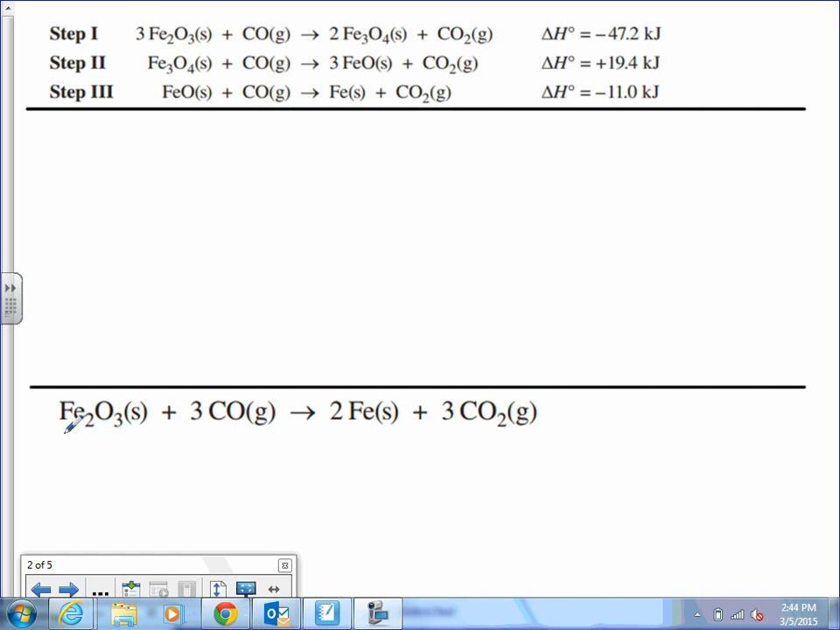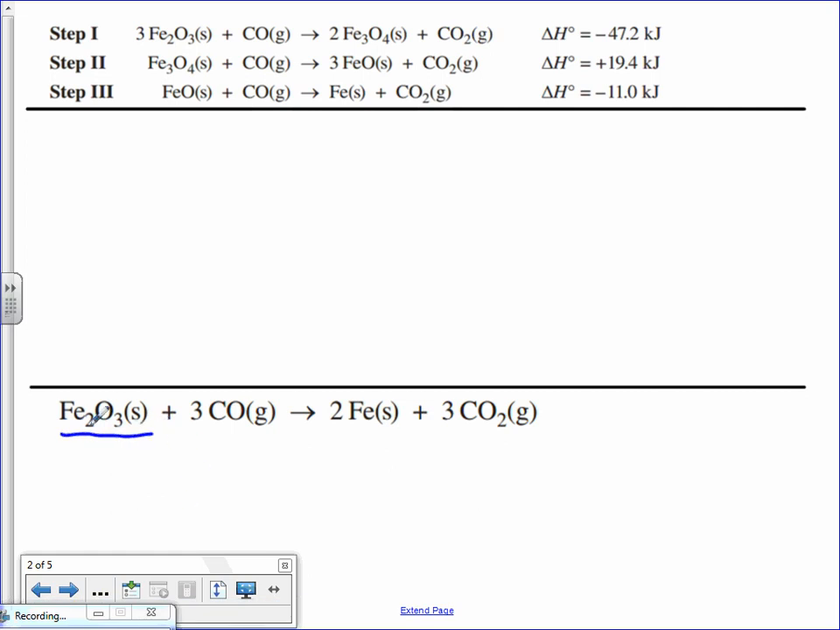In my net reaction, I need one iron 3 oxide, and I need it to be on the reactant side of the arrow. So I need it to be on the left side. So I want to scan my three equations. Where do I see iron 3 oxide? Well, I see it right here, and yes, it's on the correct side of the arrow. The issue is, though, in my net equation, I only want one, and here I have three. So a way around that is to divide this whole equation by 3. So everything in that equation we're going to divide by 3.